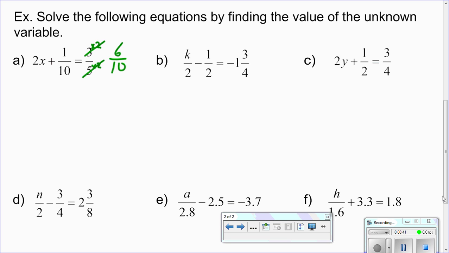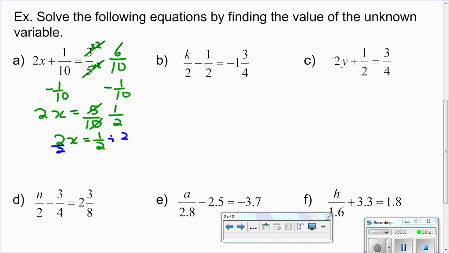So now I can get rid of this plus 1/10 by minusing 1/10 on both sides. So 2x plus 0 equals 6/10 minus 1/10, which gives us 5/10. Okay, I could also show 5/10 as half by dividing top and bottom by 5. So 2x equals half. So we're going to divide by 2. So that's the same as 1/2 divided by 2. Keep, change, flip. So that's times a half. So x equals 1/4.